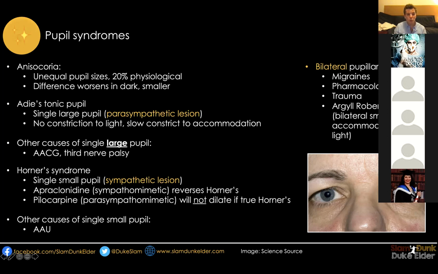In terms of other syndromes, we've talked about Horner's. You get miosis, small pupil. It's a sympathetic lesion classically. And then you have certain tests that you can do with a Horner's to reverse it.